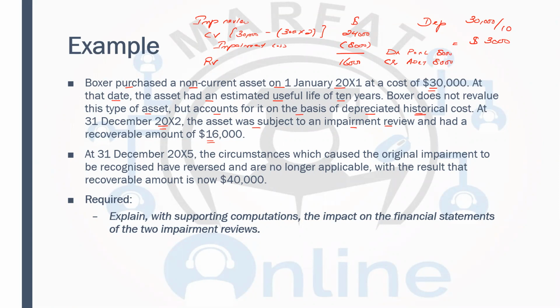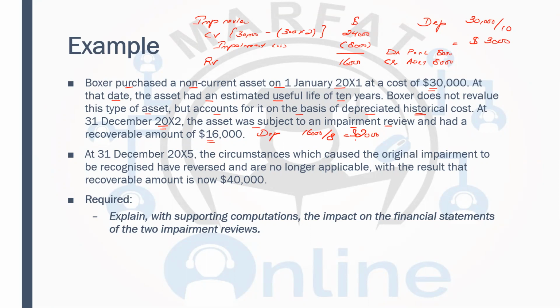Fine. And now we know that once the asset has been brought down to the recoverable amount, the new depreciation should be charged on the recoverable amount and the remaining useful life. Now the recoverable amount is 16,000 and the remaining useful life is 8 years. So the new depreciation per year will be 16,000 divided by 8 years, which gives you a per year depreciation of $2,000.